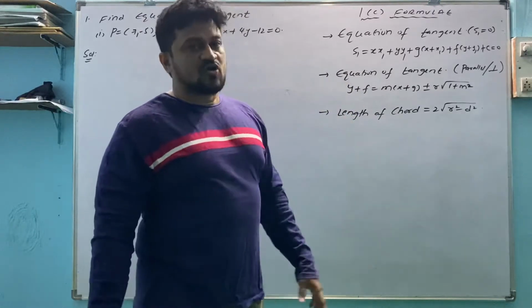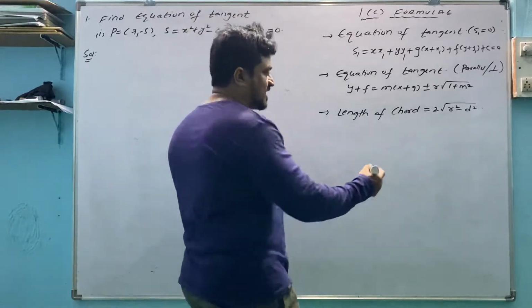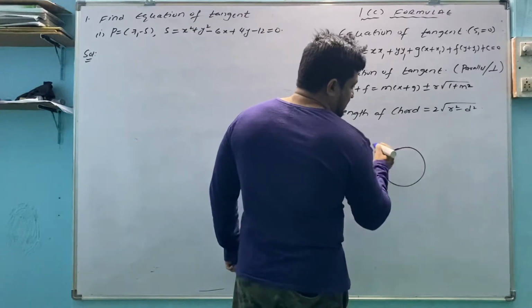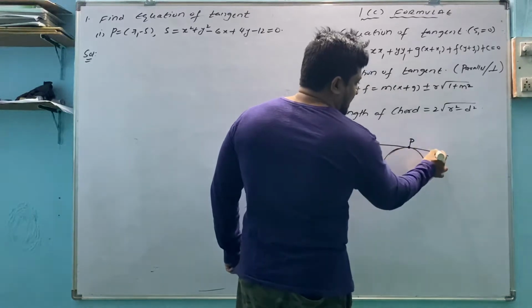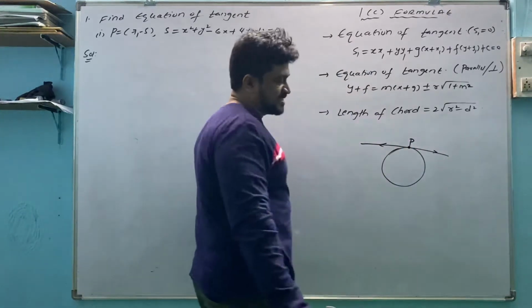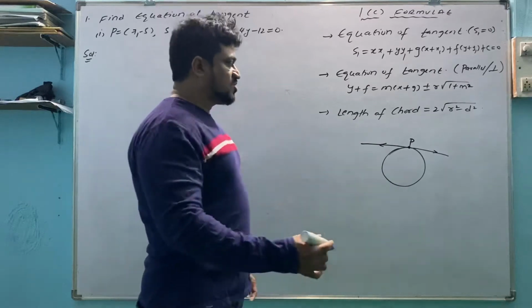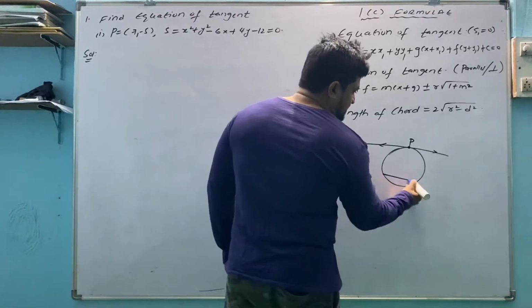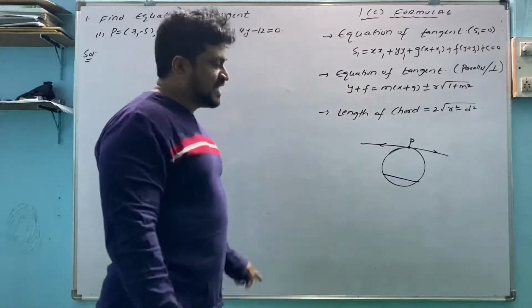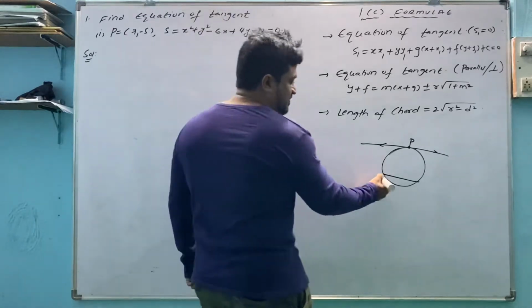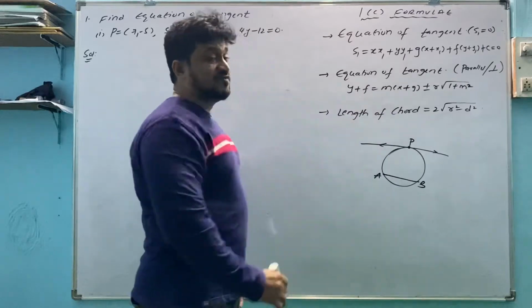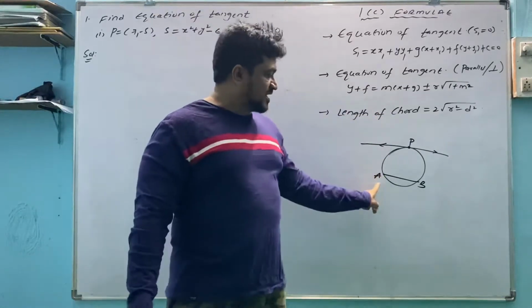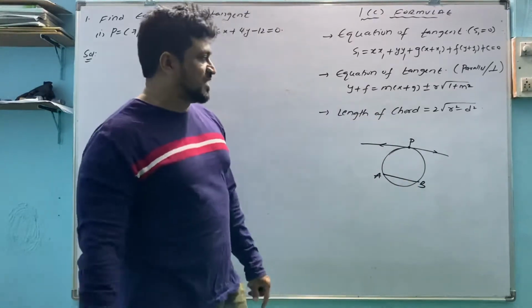Length of chord, or chord length. See, what is a tangent actually? When a circle is there, one line is passing through a point on the circle, that line is a tangent to the circle. What is a chord? Chord means secant. Whenever a line intersects the circle at two points, A and B, this is a chord. We are not finding the equation of chord. Here we are finding the length of chord, from A to B, how much unit length is there.